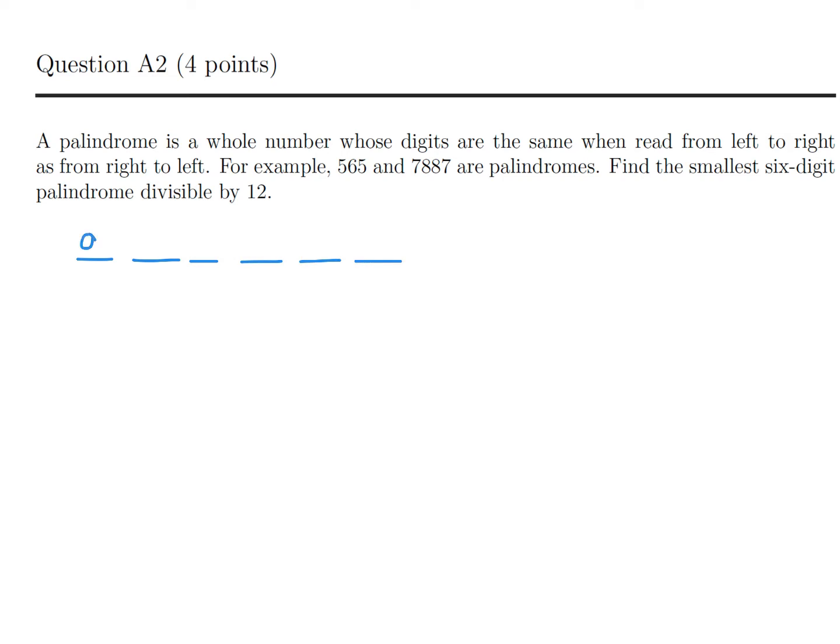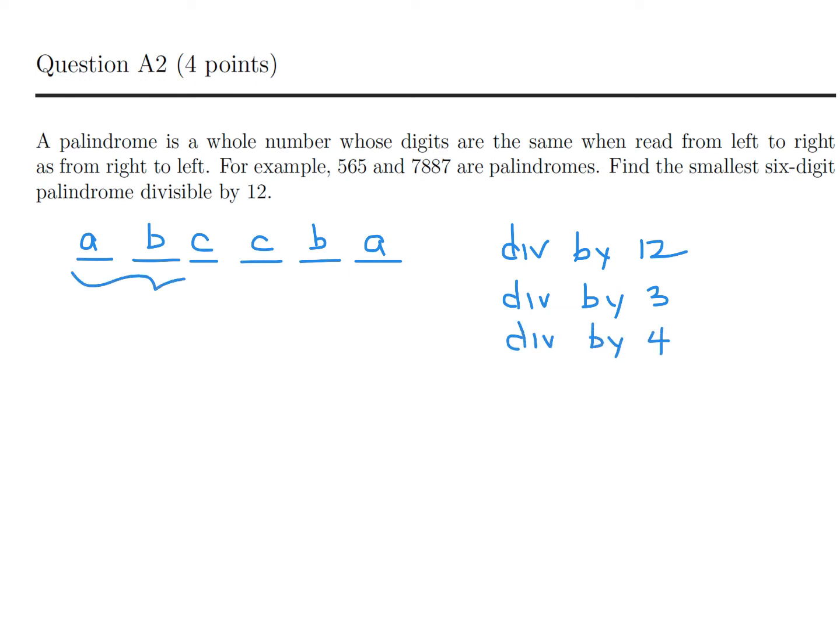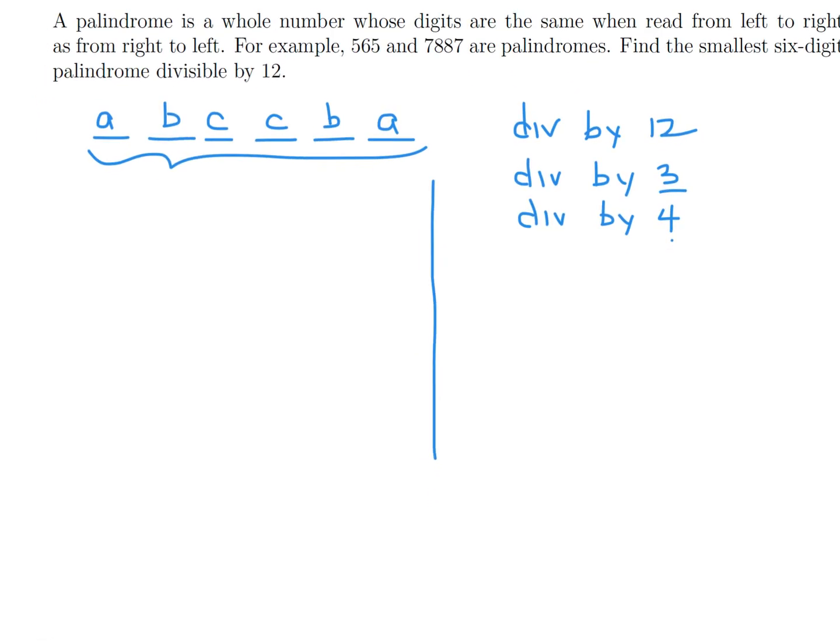And because it's a palindrome, it'll be of the form ABCCBA. And they're saying it's divisible by 12. Well, if a number is divisible by 12, it is divisible by 3, and it is also divisible by 4. So this number here has to be divisible by 3 and by 4. Okay, well, let's talk about each one separately. First, let's talk about it being divisible by 3, and then we will turn our attention to it being divisible by 4 over here.